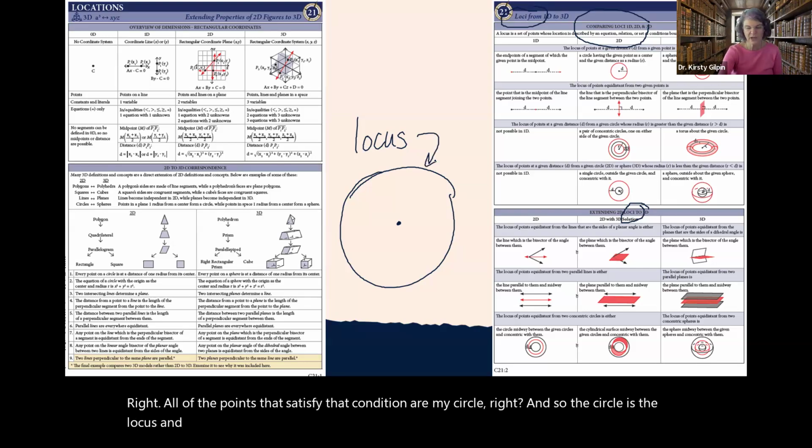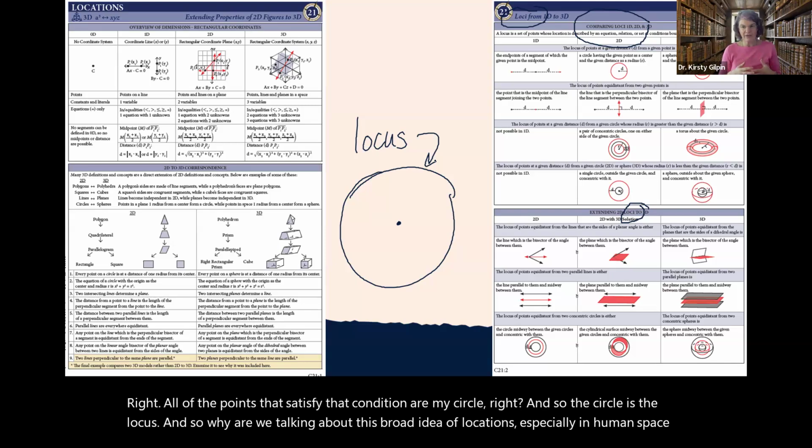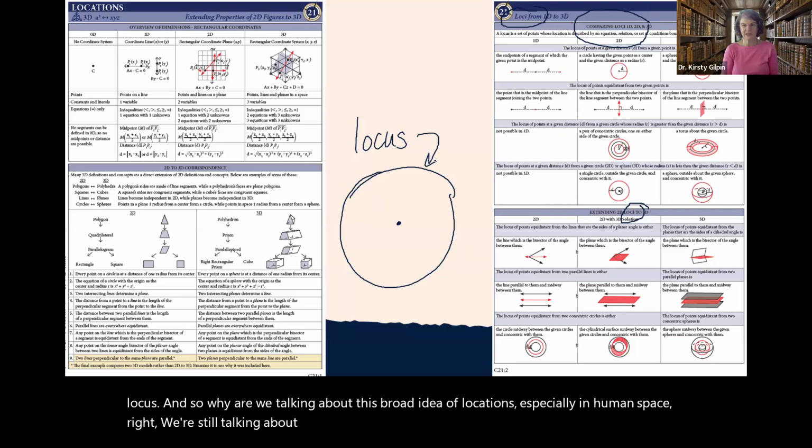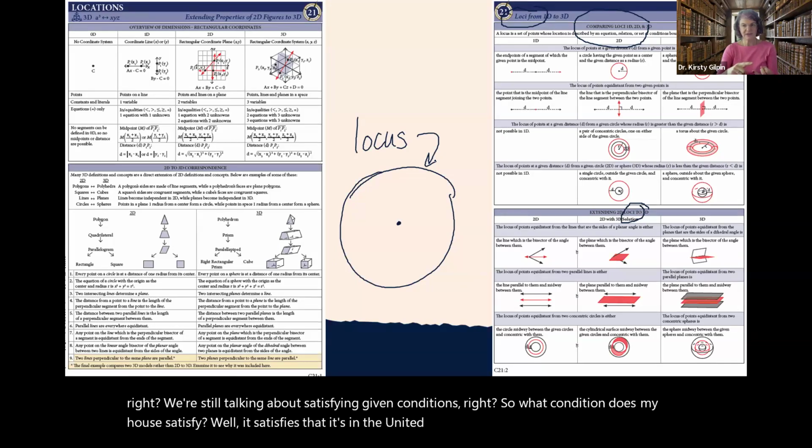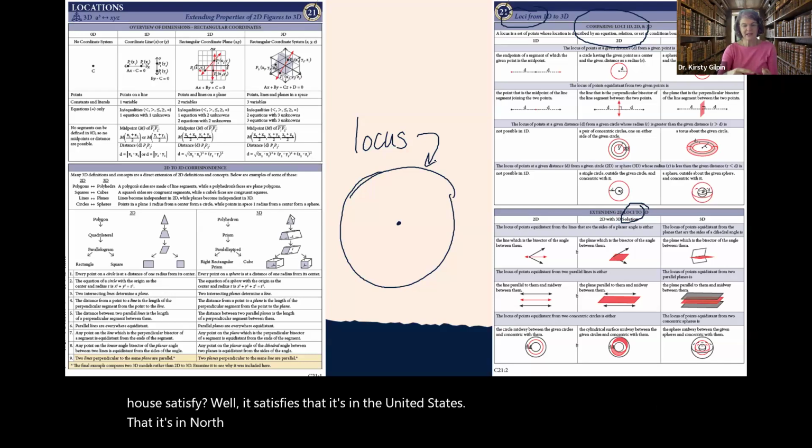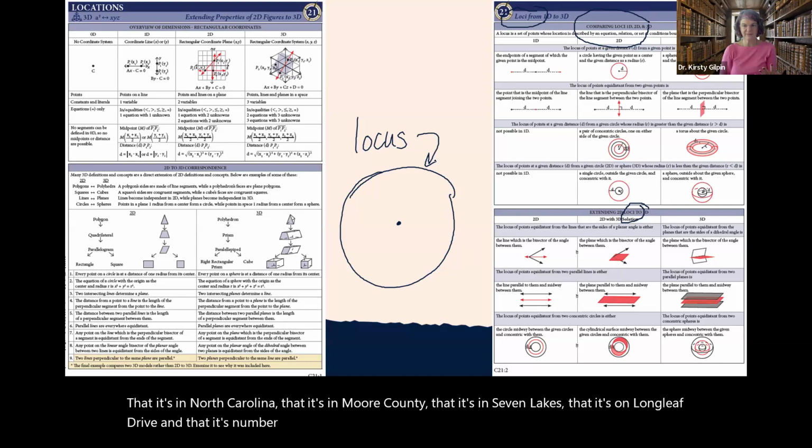And so while we're talking about this broad idea of locations, especially in human space, we're still talking about satisfying given conditions, right? So what conditions does my house satisfy? Well, it satisfies that it's in the United States, that it's in North Carolina, that it's in Moore County, that it's in Seven Lakes, that it's on Longleaf Drive, and that it's number 216, right? And so those are all the conditions that my house has to satisfy in order to be where it is.